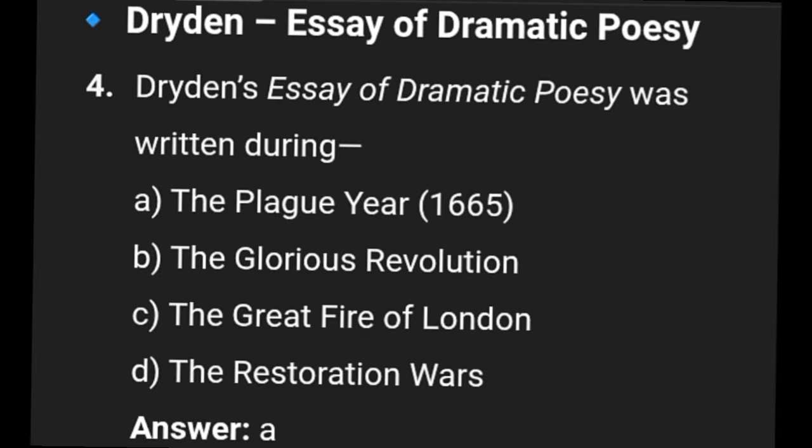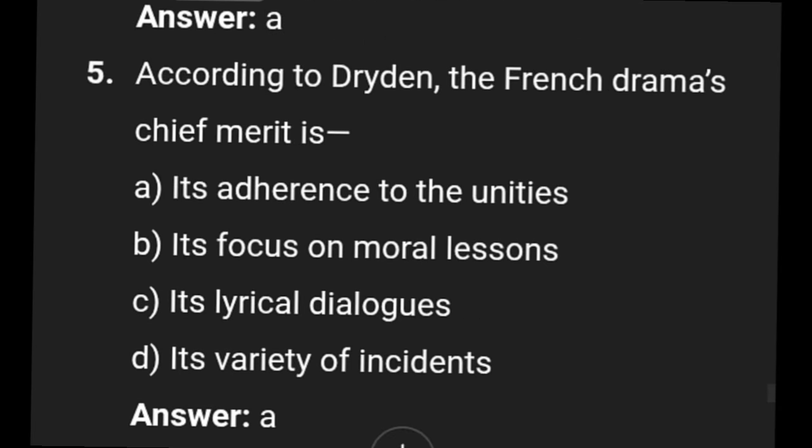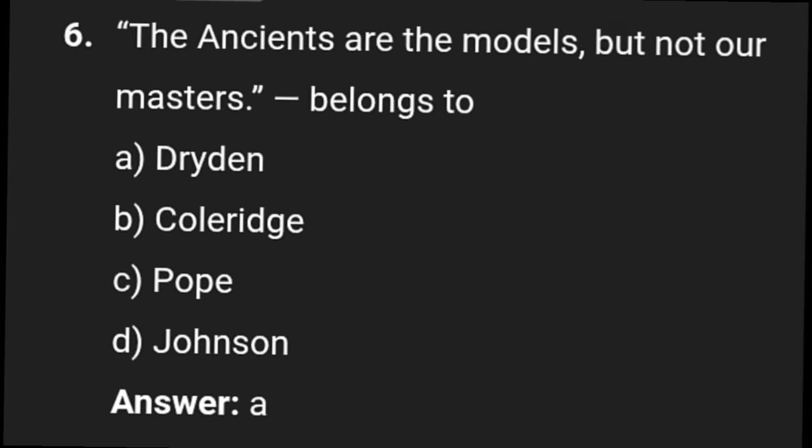Then question from Dryden, Essay of Dramatic Poesy. Dryden's Essay of Dramatic Poesy was written during the plague year 1665. Then, according to Dryden, the French drama's chief merit is its adherence to the unities. The ancients are the models but not our masters belongs to Dryden.